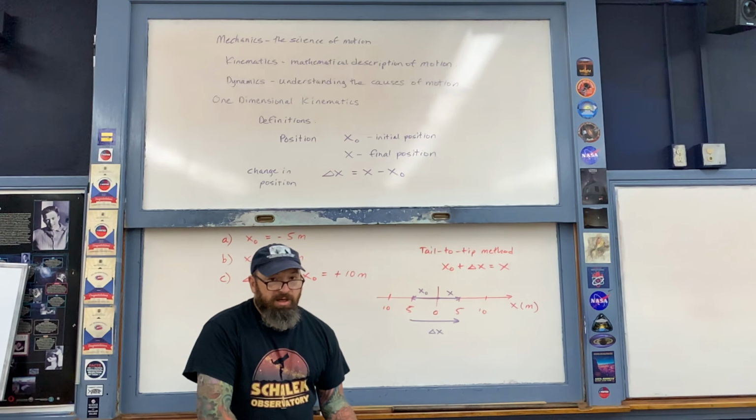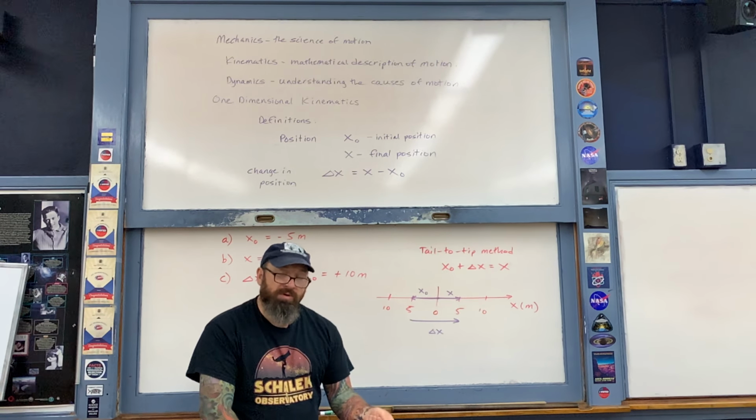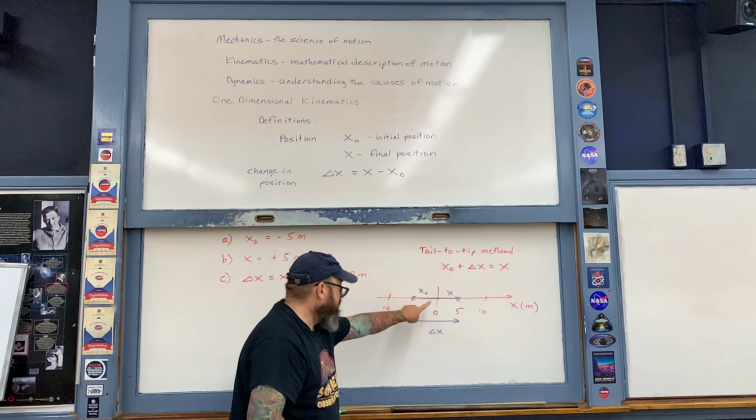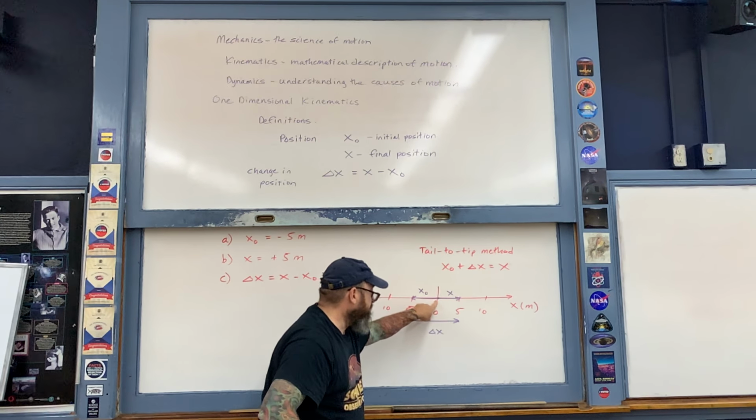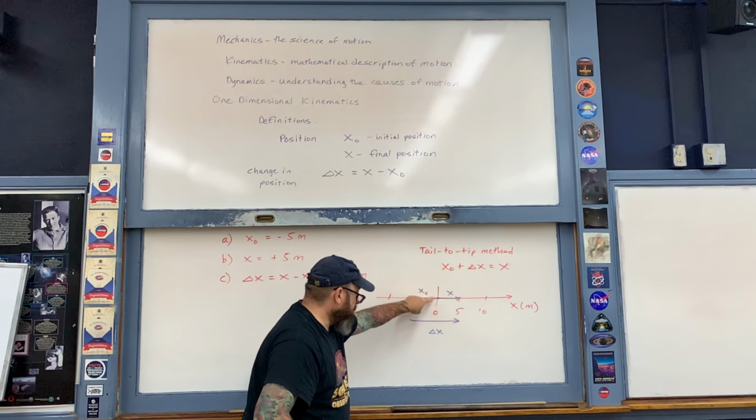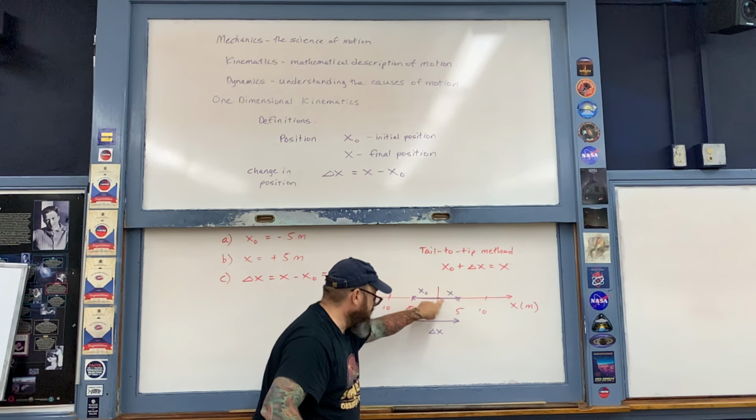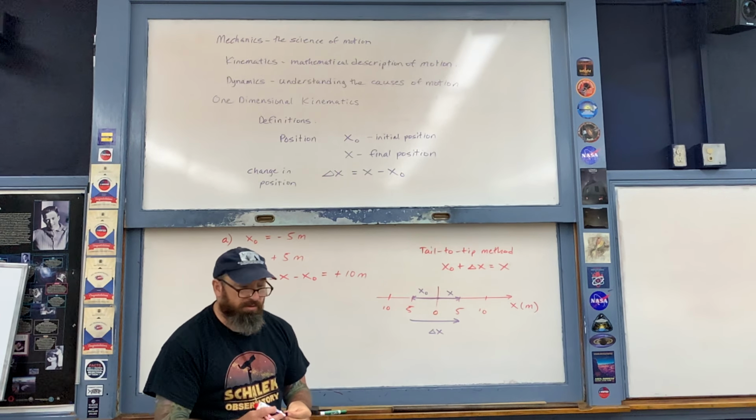So we would then pantomime the tail-to-tip method of vector addition for these position vectors in the following way. The initial value plus the change is equal to the final value, like so. So initial plus change is equal to final. Okay, let me go ahead and erase.